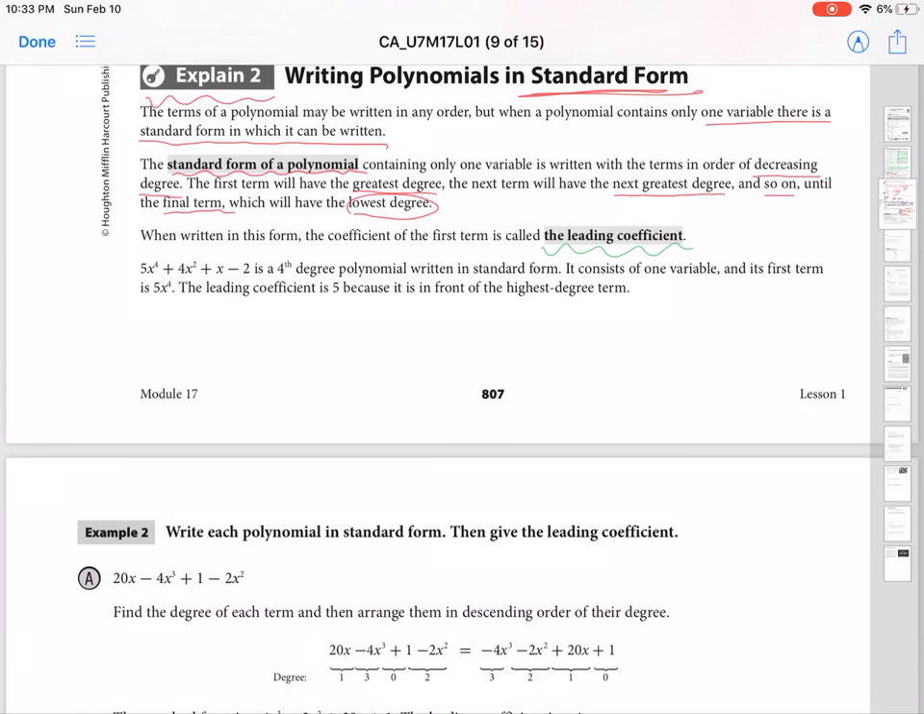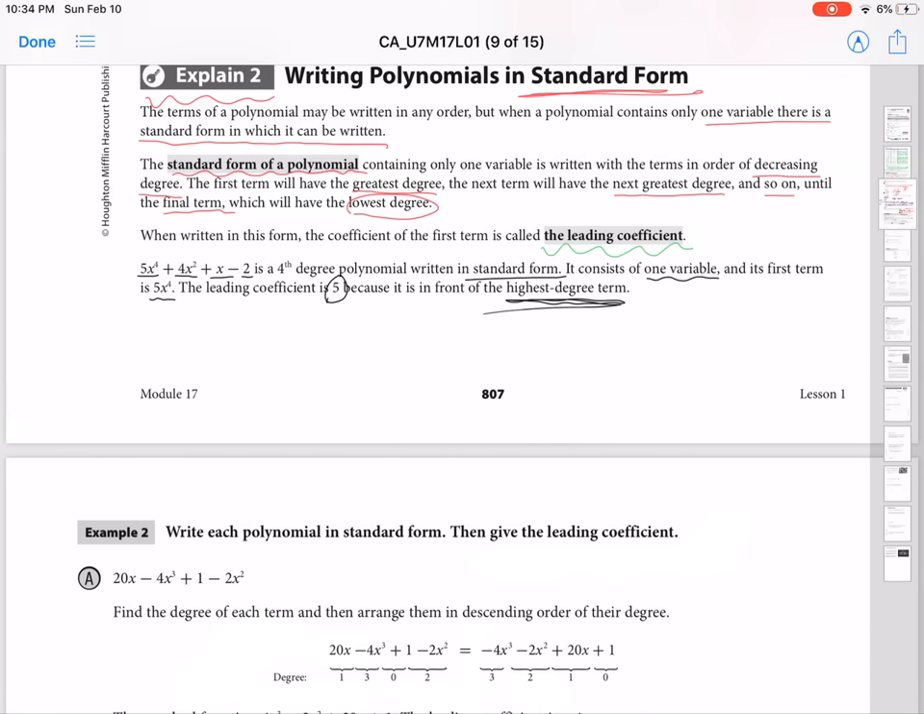So 5x to the fourth plus 4x squared plus x minus 2 is a fourth degree polynomial written in standard form. It consists of one variable, and its first term is 5x to the fourth. The leading coefficient is 5 because it is in front of the highest degree term.